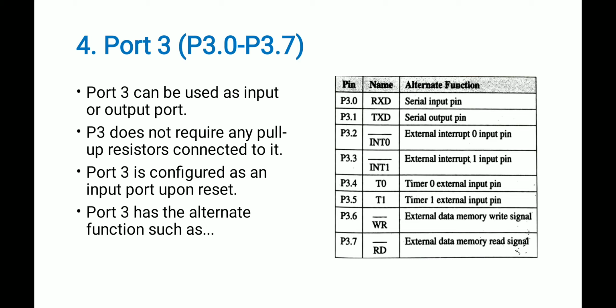Then P3.6 and P3.7 are the write and read signals: WR for write and RD for read. By using these pins, we can write data to memory or an input output port, or we can read data from the memory or input output port. This is the port 3 pin description.